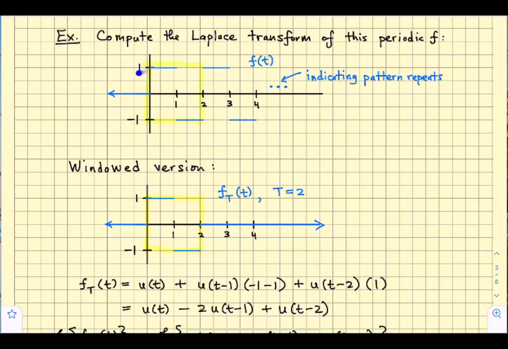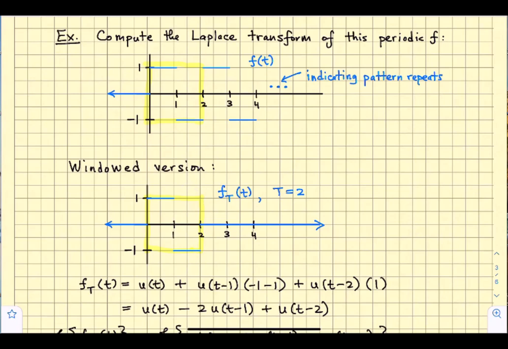If this is my window, and I want the smallest window, this is the smallest window that'll work, so my capital T is 2, and notice if I copy and paste what is sitting in this window, I'll get it again here, and again here, and again here. So this is the windowed version graphically. It's very important that we have an accurate vision of what the windowed version is before we write down its formula in terms of unit steps.